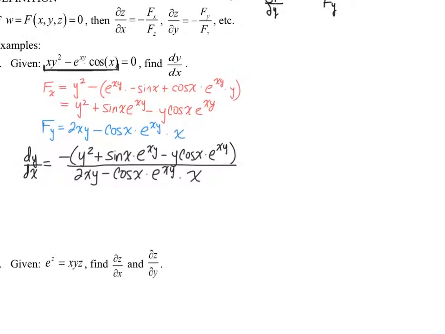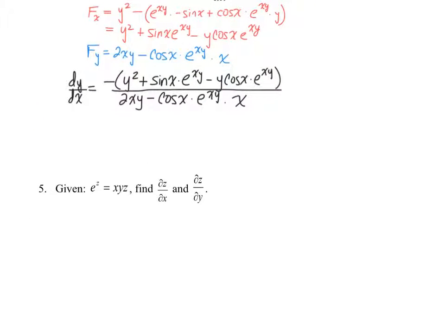Yeah. All right, and so that leads us to number 5, which doesn't look exactly the same, but it follows the same format. So if I'm looking at partial z with respect to x, then what I need is partial x divided by partial z. Partial z with respect to y, I need partial y with respect to partial z. All right, so that's telling me that I need to get everything over to the same side.